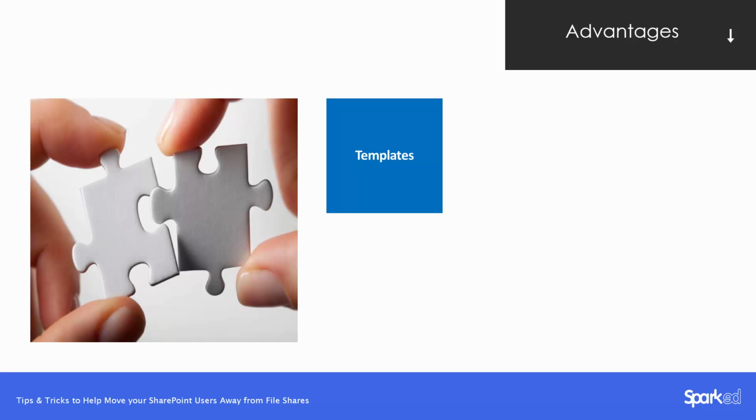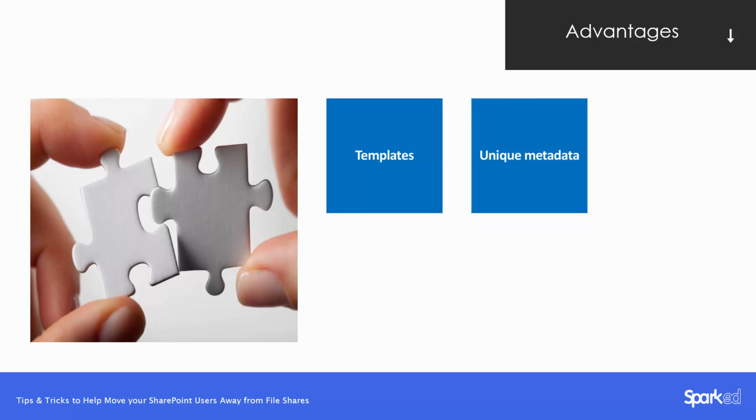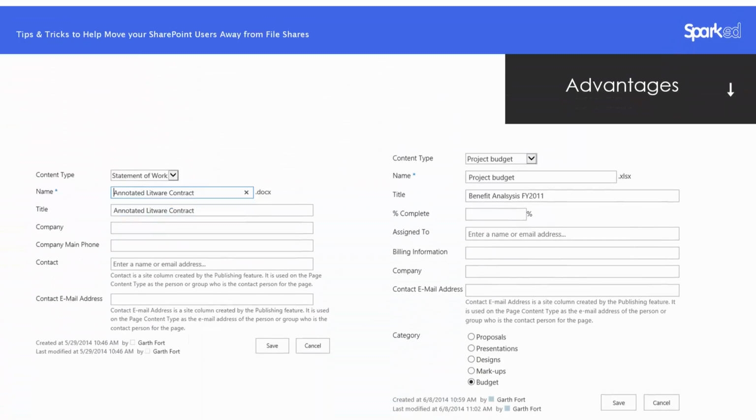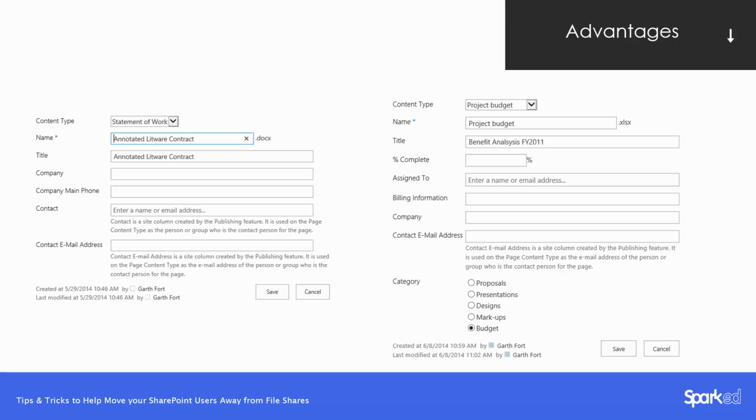The template you can store at one central location, and it's used by every document content type. Next one, unique metadata. What I mean is, on the left side you have the statement of work, and on the right side you have the project budget, and you can see they have different metadata. The left one, for example, has company main phone. The right one doesn't have that. And again, this gives you a lot of flexibility to structure your content, your documents in SharePoint.